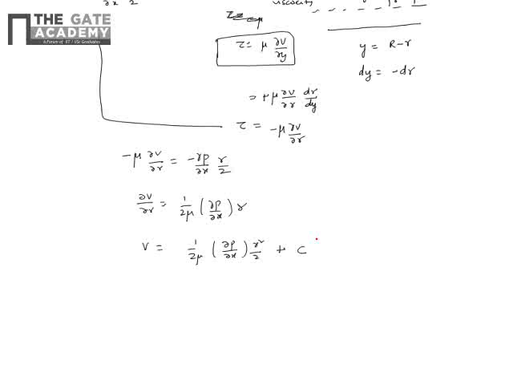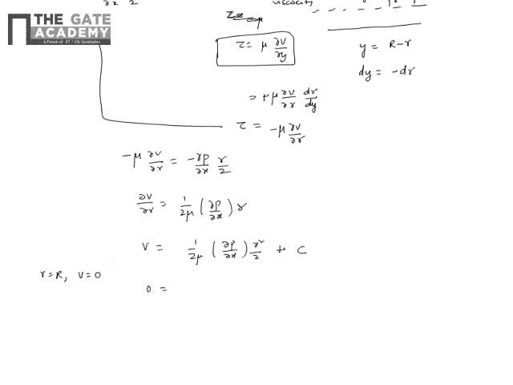Okay, so this is how I get an equation. This can now be rearranged, and this is a constant. What I know is that I can eliminate the constant because at r equal to capital R, at the surface of the solid, velocity is 0.